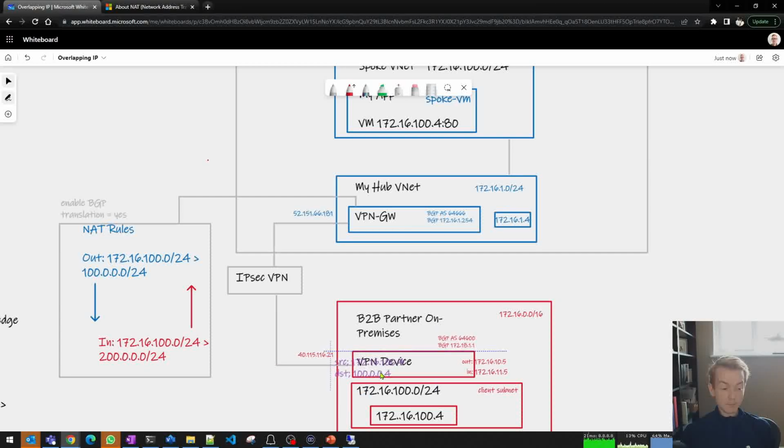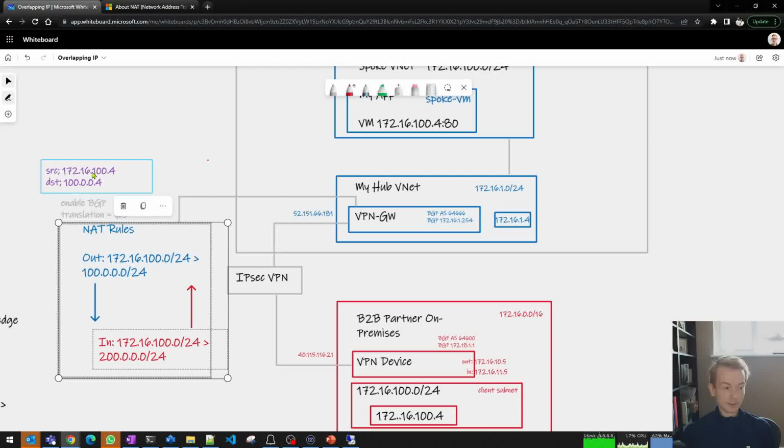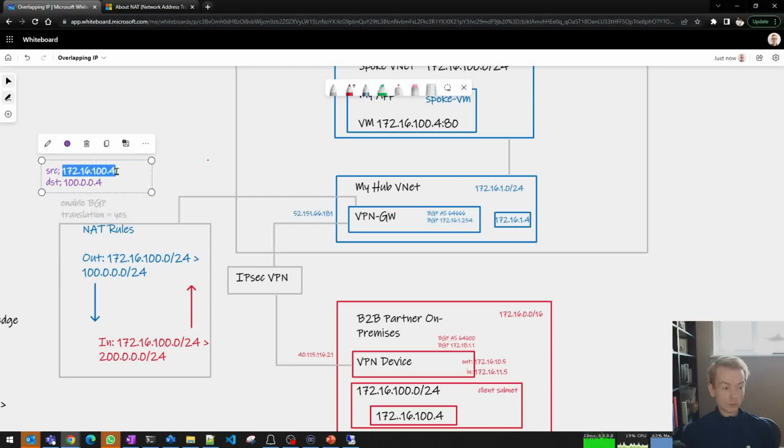The VPN device on-prem puts the packet on the wire inside the IPsec tunnel, travels across, and it enters my VPN gateway. So the packet comes in, sourced from 172.16.100.4. What should my VPN gateway do? Well, there's an inbound rule saying, hey, any traffic from that range, transpose it to 200. So we perform source NAT on the packet, and the source gets transposed to be that.